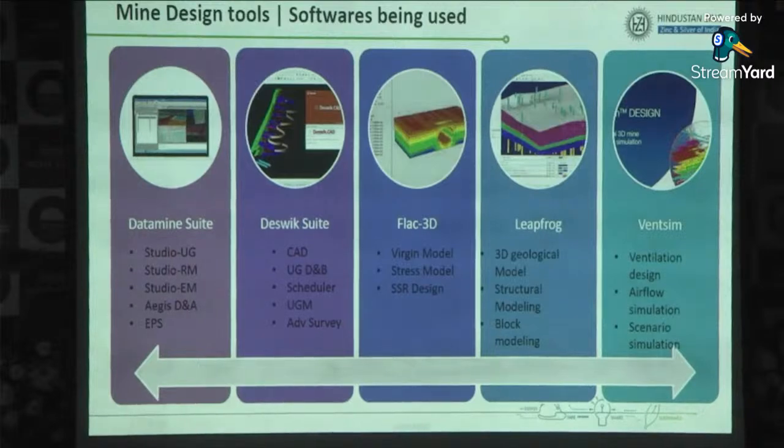This week, we are moving from Datamine to the new software. We are in the transformation phase. So in the new software, we have already implemented UGN, CAD and UGDB. Further, we are going to implement scheduler, UGM, and advanced survey.